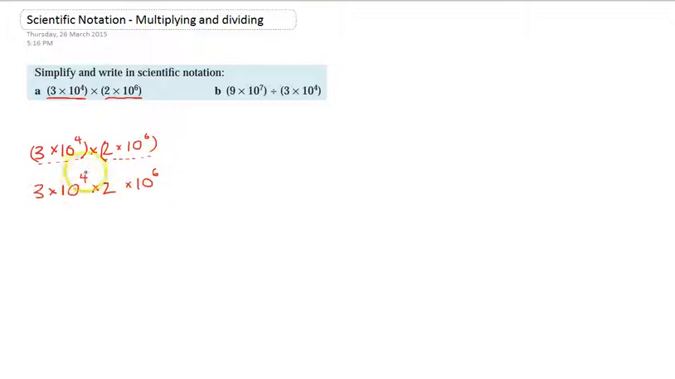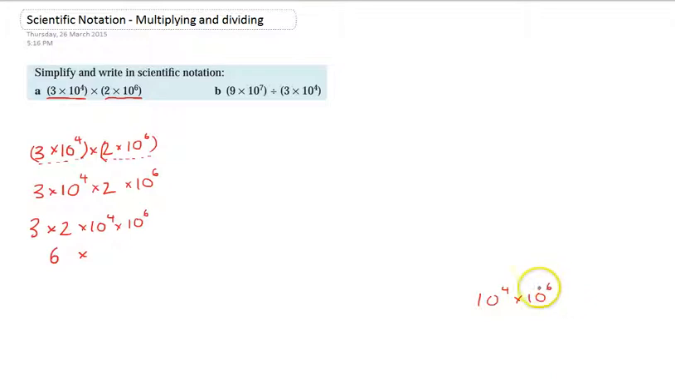Okay, so it says 3 times 10 to the 4 times 2 times 10 to the 6. I can rewrite this with just my simple numbers over here on the left and my 10 to the power of on the right. So I'm going to write it as 3 times 2 times 10 to the 4 times 10 to the 6. Now, something that you already know, if you do 3 times 2, that's going to be 6. So that's nice and easy. Now, I'm going to do 10 to the 4 times 10 to the 6.